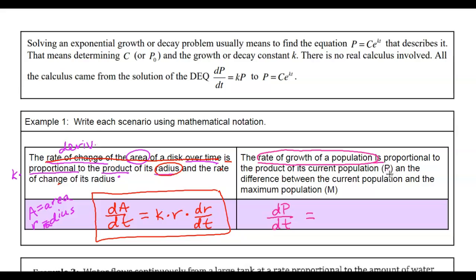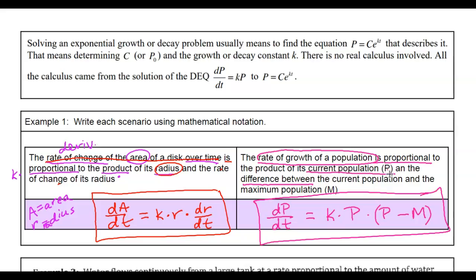Is proportional means to multiply to the product of its current population P, and the difference means to subtract. And when you see the word difference, it means you're going to take that subtraction in order. So the current population and the maximum population. Now, that will obviously end up with a negative value, and so that does mean something in terms of growth and decay, but once again, that's not for you to solve, okay?